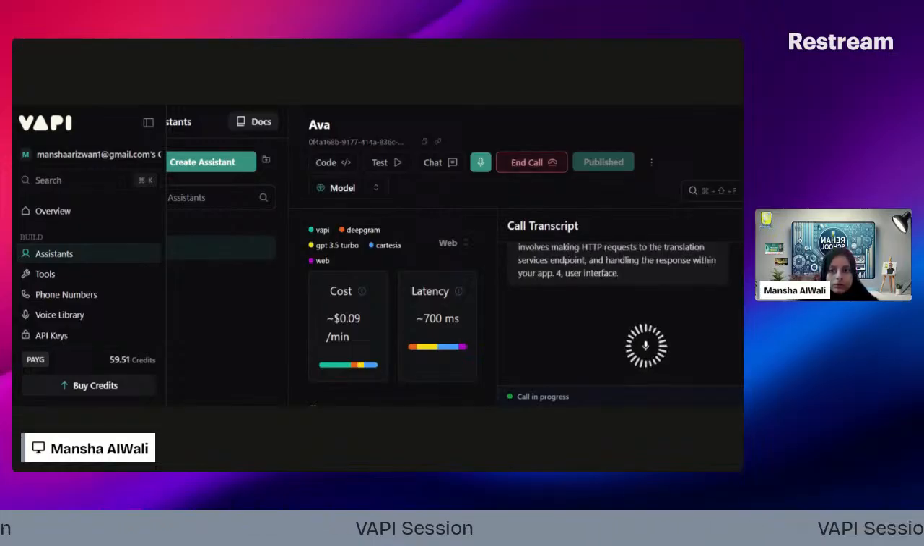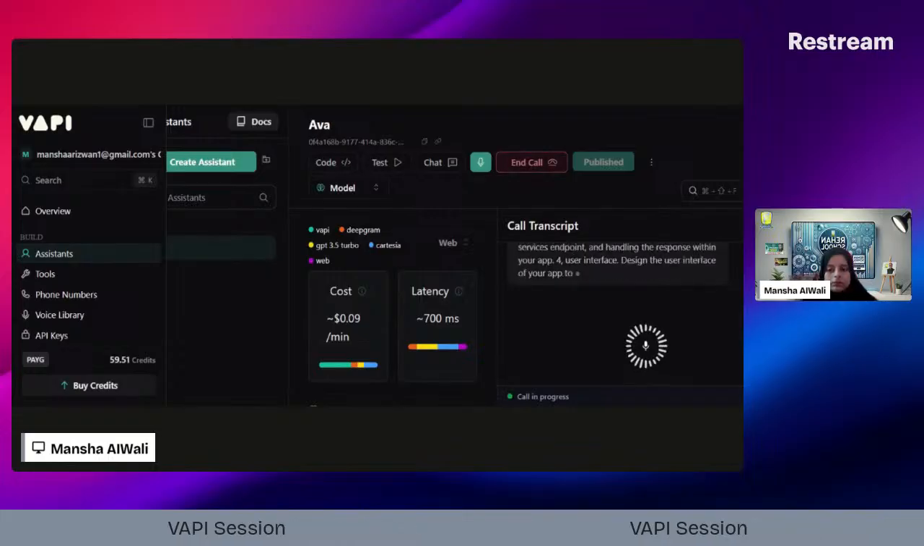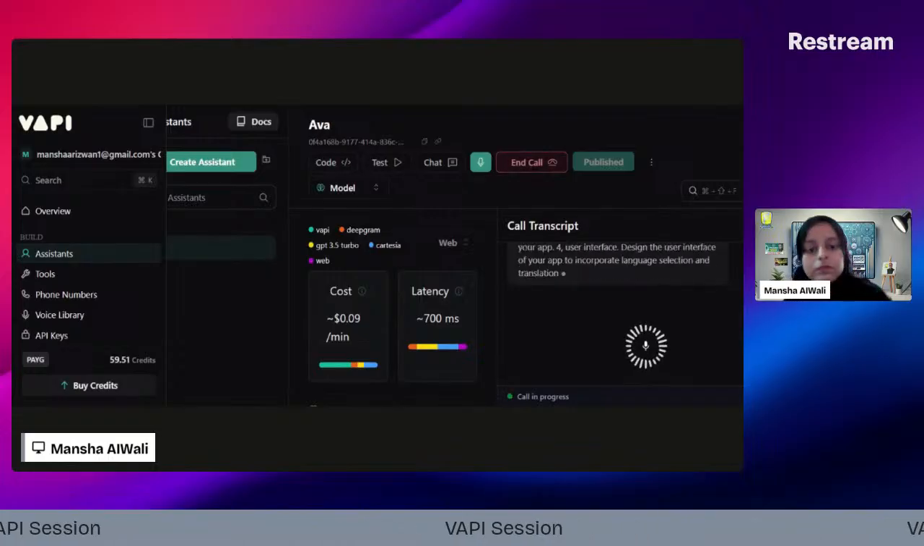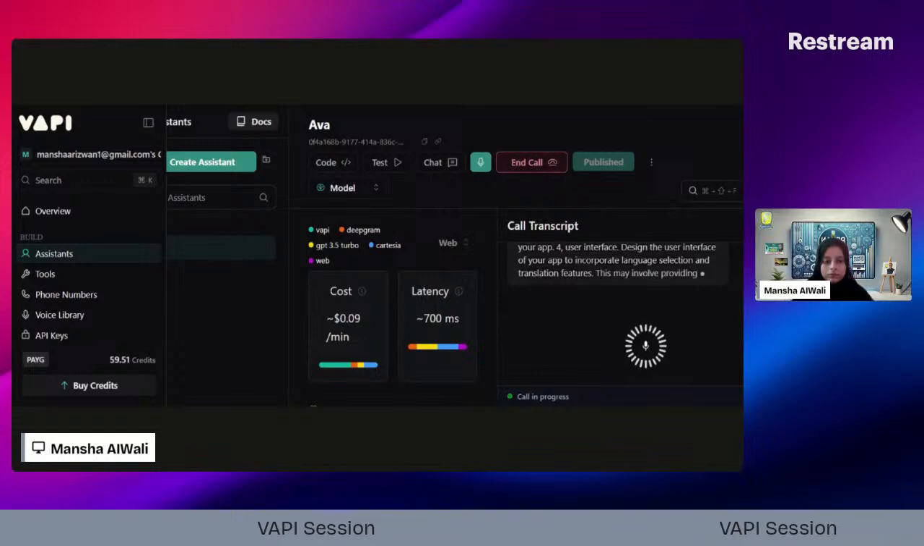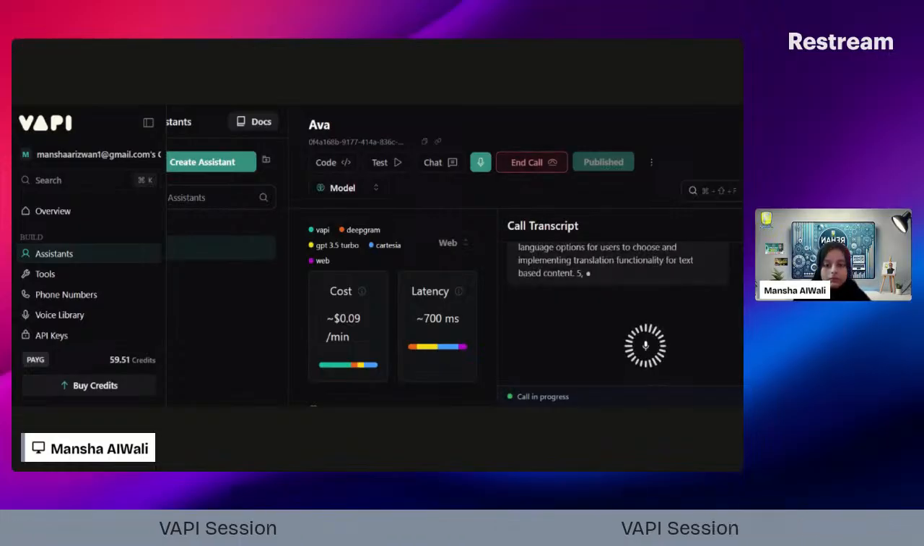4. User interface. Design the user interface of your app to incorporate language selection and translation features. This may involve providing language options for users to choose from and implementing translation functionality for text-based content. 5. Testing and optimization. Thoroughly test the translation feature within your app to ensure accurate and reliable translations. Consider optimizing the user experience based on feedback and usage.